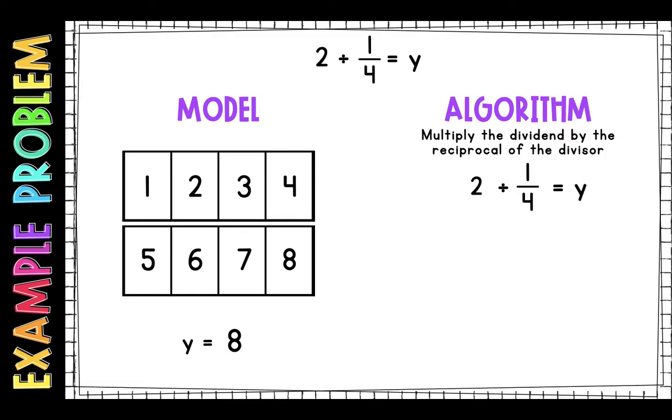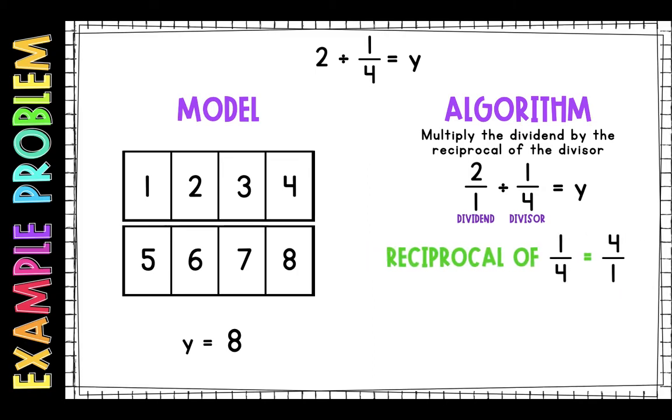First, I have 2 divided by 1/4. I'm going to go ahead and make 2 into a fraction. So if I have 2 wholes, that would be 2 over 1. Now, 2 over 1 will be my dividend, and 1 over 4 will be the divisor. So I need to find the reciprocal of my divisor. The reciprocal of 1/4 would just be that fraction flipped, so it would be 4 over 1.